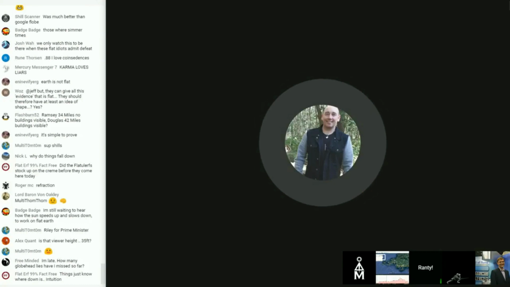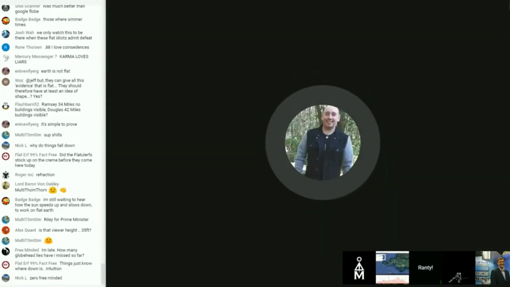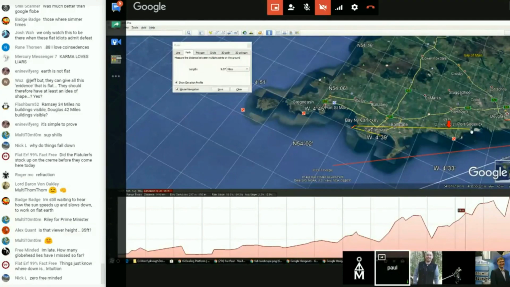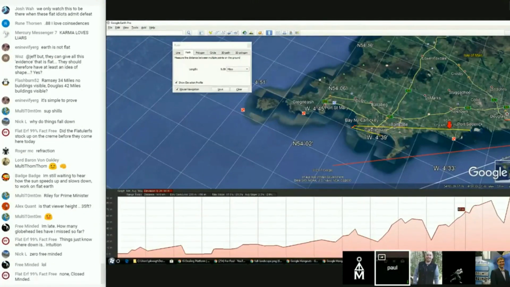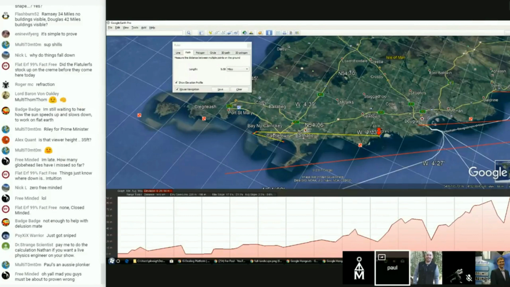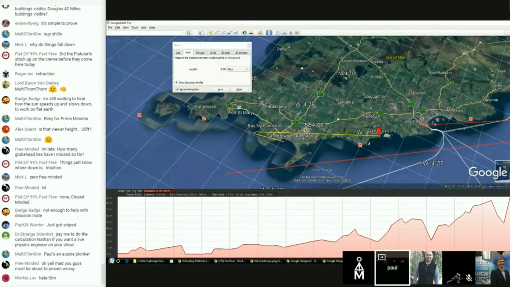Because you said it would only take a small amount of refraction to increase something that's just 60 feet in height to a height of over 1,000 feet. All appears to be distracted. Yeah, I am distracted because at the moment I've just changed and I've had a look. Now, ignoring that, what about the 200 meters of missing curvature then, Paul? 200 meters missing.